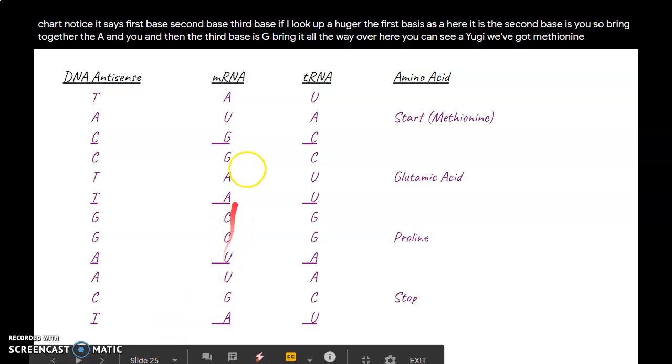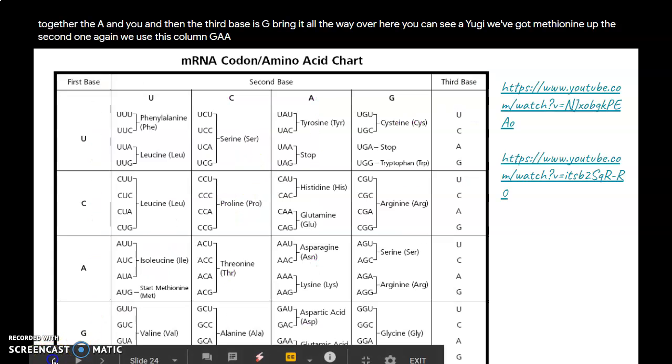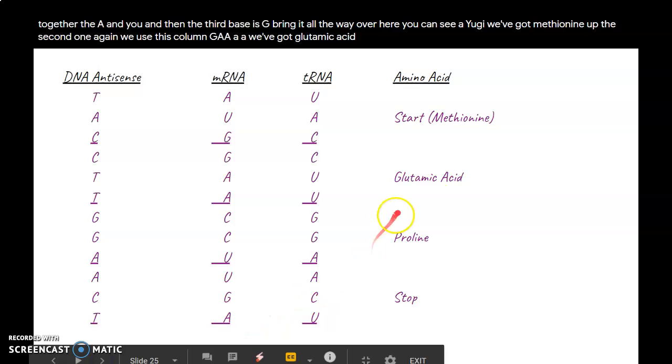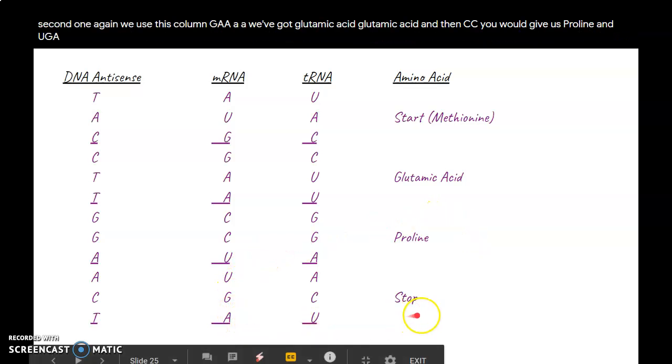If we look up the second one, again, we use this column. GAA, we've got glutamic acid. And then CCU would give us proline, and UGA gives us stop.